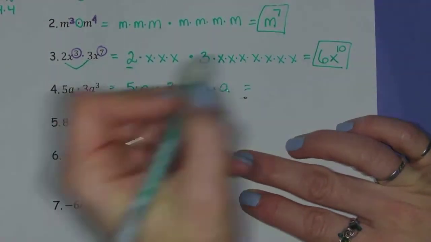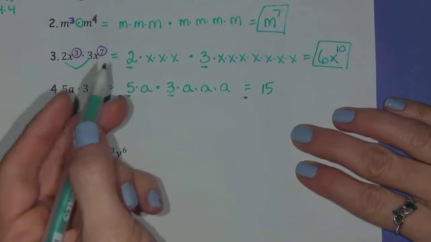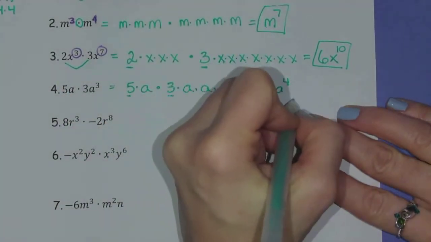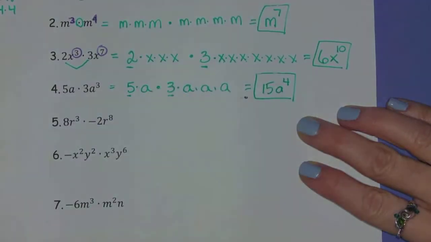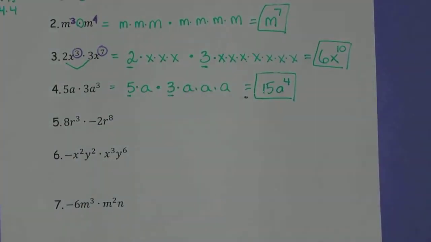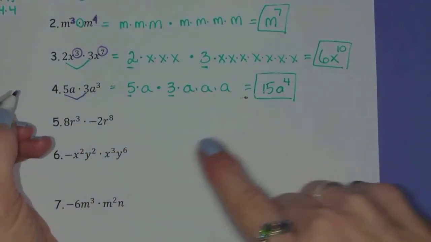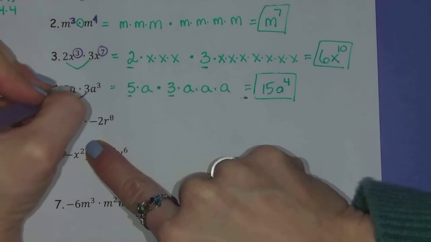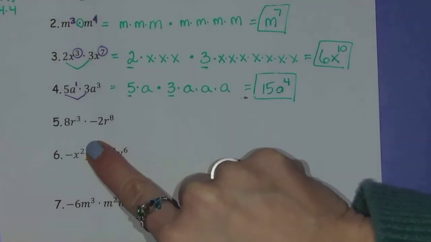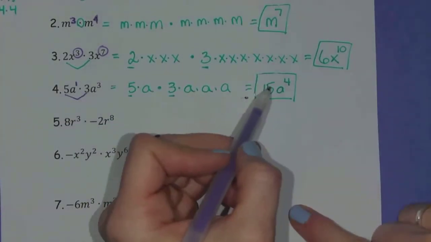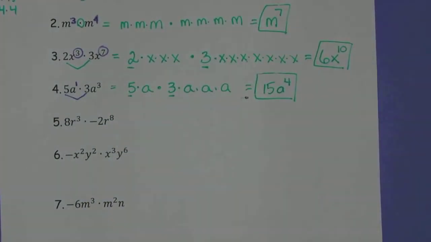5 times 3, 15. Count my a's: 1, 2, 3, 4. So I'll give a final answer: 15a to the 4th power. For this one, if you're shortcutting it, you can definitely see the 5 times the 3 making the 15. You have to think of the a as being raised to the 1st power, and then your 1 plus your 3 makes your 4. Okay, next one.